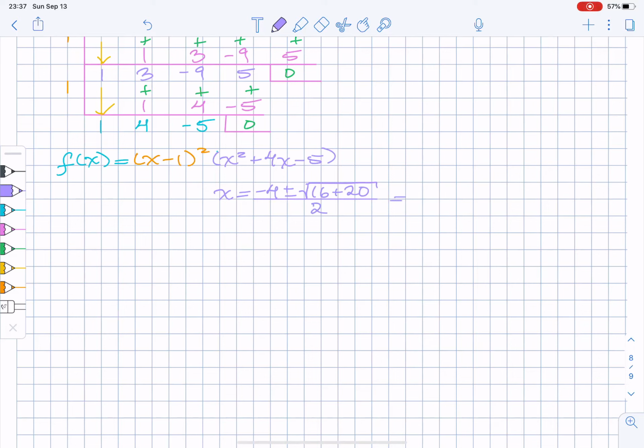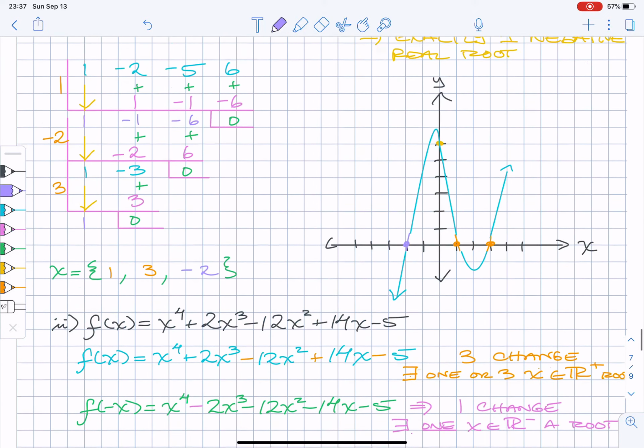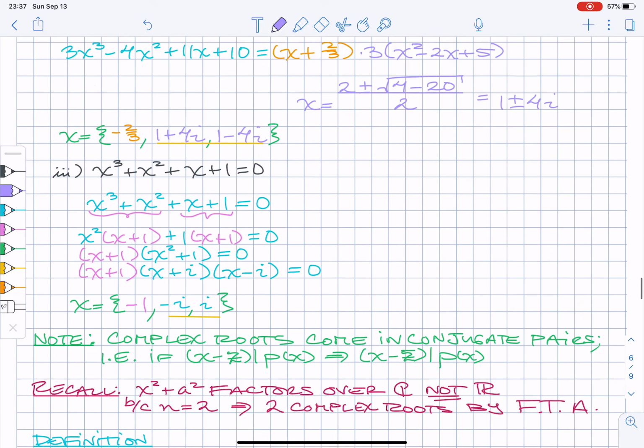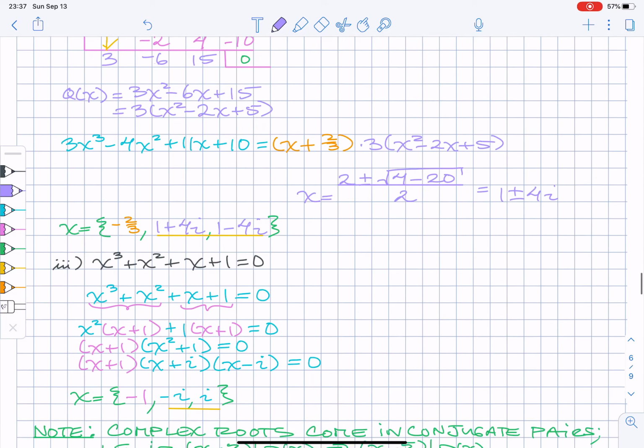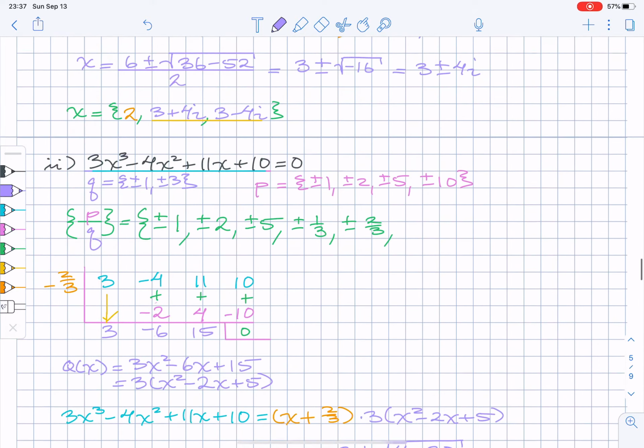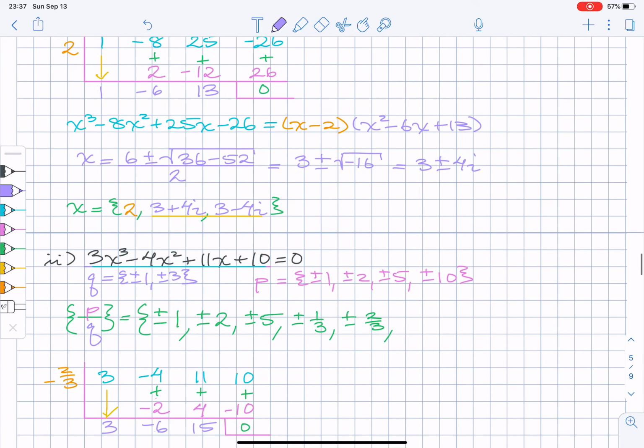So this is going to be negative 2 plus or minus. Oh, did I do something stupid up here? I think I did. Yeah, 4 over 2. This should be 2. Sorry about that. Okay. Did I do it up here too? Yes, I did. 2. My goodness, what is wrong with me?